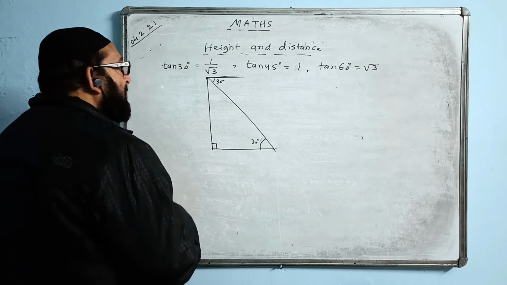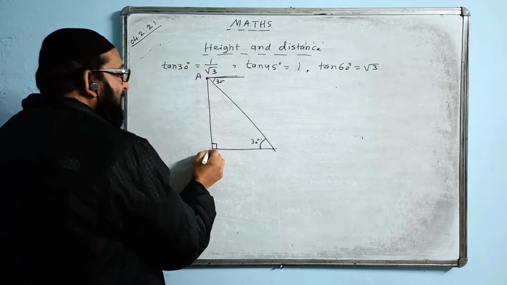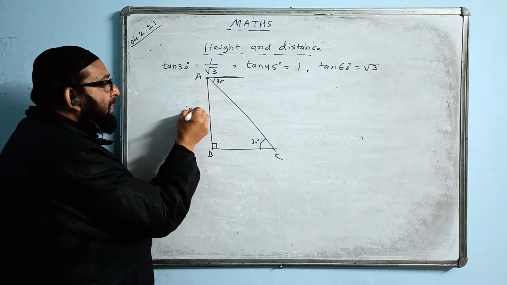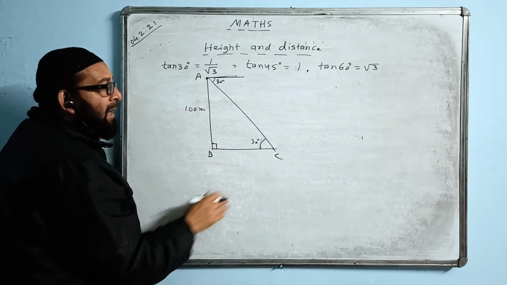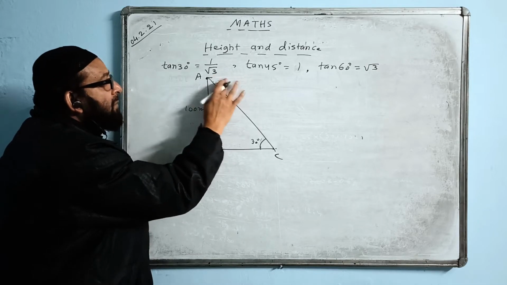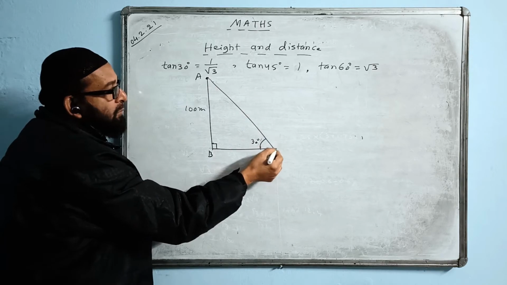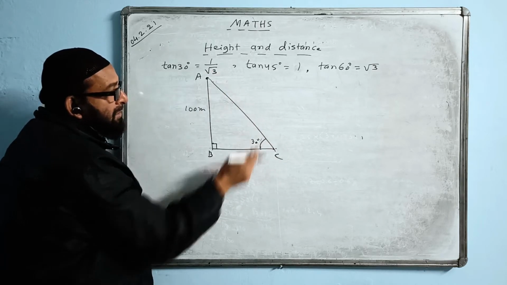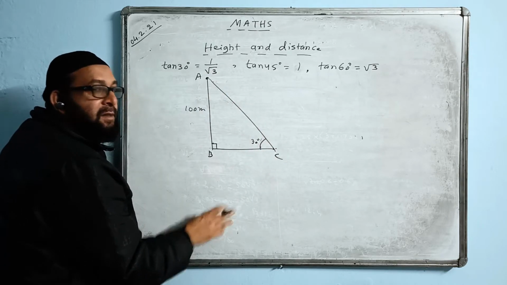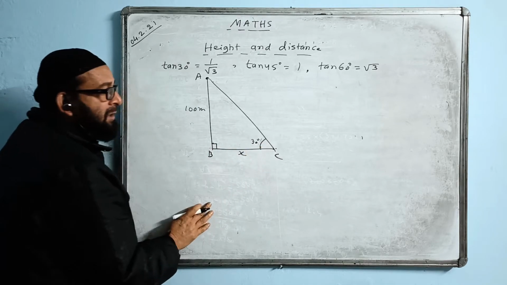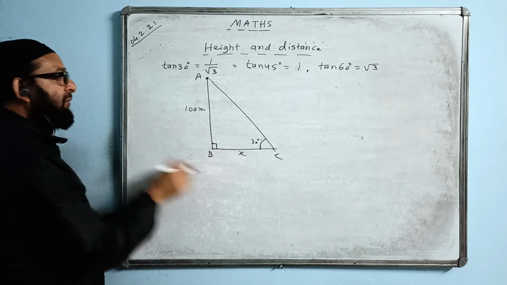Okay, now suppose they are giving one simple example, just look at it. There is a tower 100 meter high. The angle of elevation of the top of the tower from a point on the ground is 30 degree. From this point, the angle of elevation of the top of the tower is 30 degree. Find the distance of the point from the foot of the tower. This distance they are asking us to find. Take it as x. Now I find the value of x.